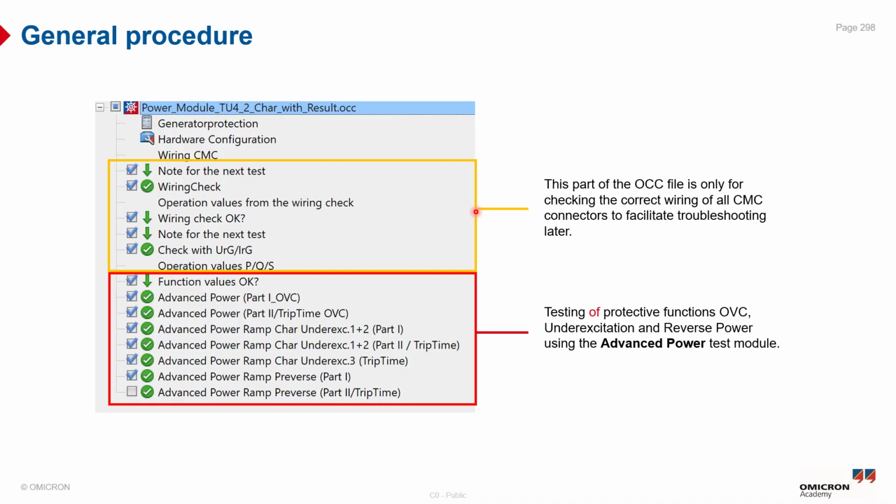So this section of the OCC file is used to check that all the CMC connections are correctly wired, which will make troubleshooting much easier later on. And also once the wiring is confirmed, we proceed to test the protective functions: overcurrent, under excitation, and reverse power protection, using the advanced power test modules in the red box.